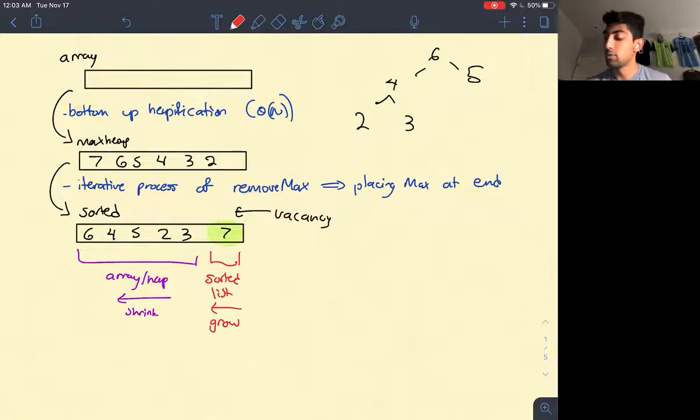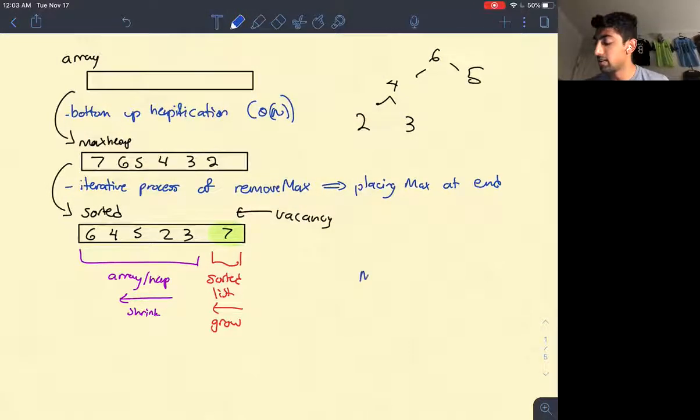Okay, so now what we're going to realize is that in the problem, if we're not using a max heap, and instead we're using a min heap, what will happen is that every time we remove the minimum, we will put the minimum at the end of the array.